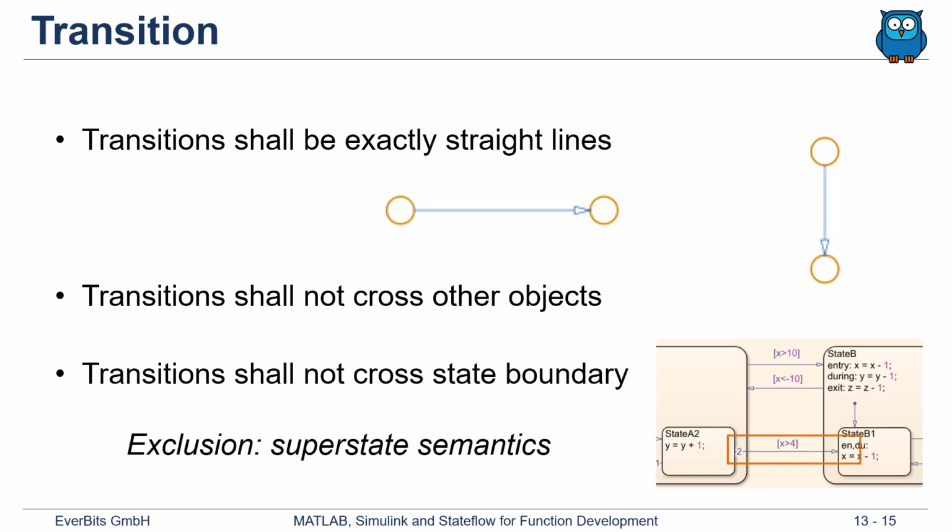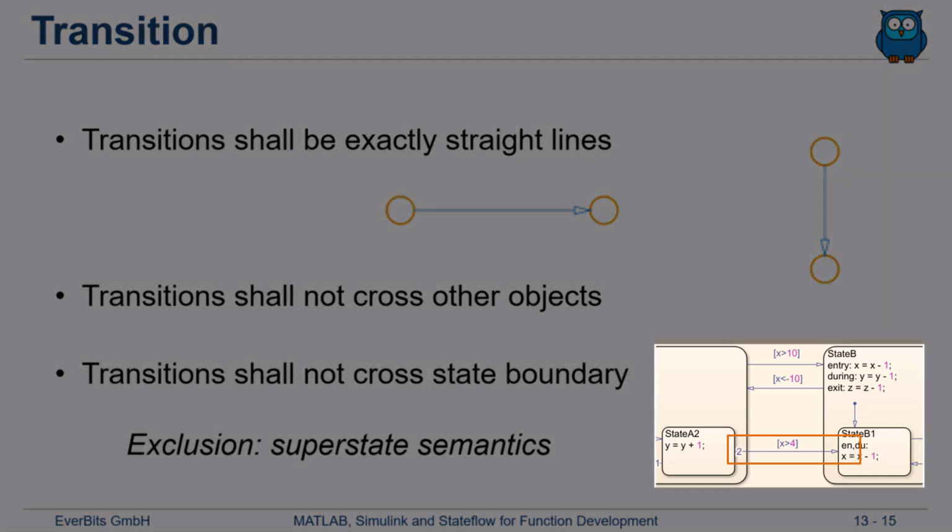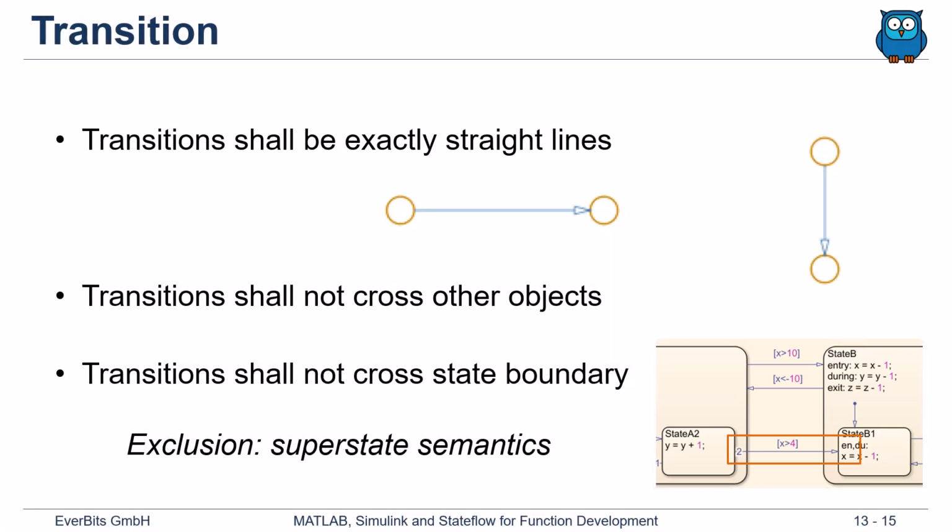The transitions shall not cross state boundaries, and here again there are some exclusions, like in the superstate semantics. The superstate is a state which has some internal states. There might be many hierarchies in a state. You can see on this picture that there are two superstates and they have some internal states, and you can really connect with one transition to internal states which will be crossing the boundaries of the superstates. So there is no other way of doing that, and that's why it is an exclusion. But you should be, again, very careful with this kind of semantics.